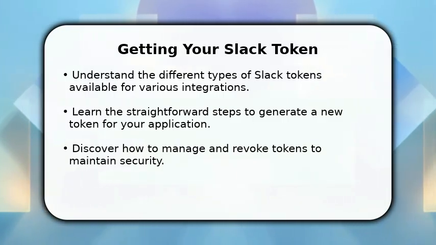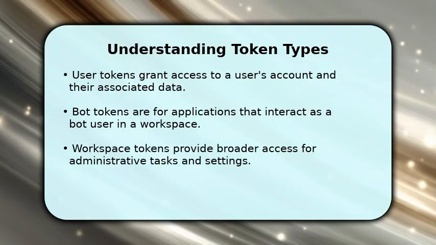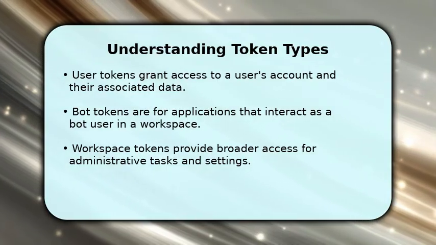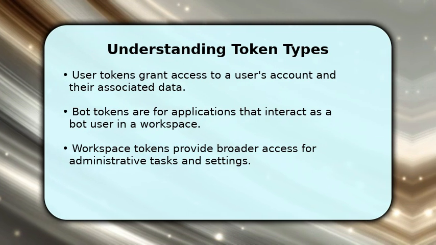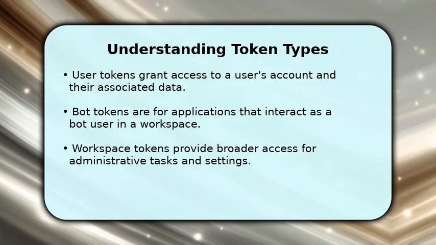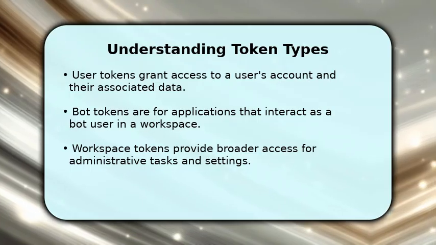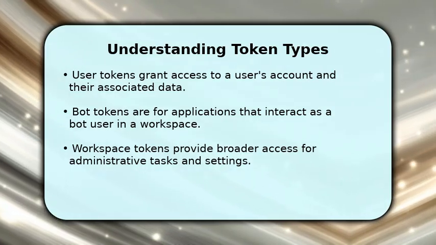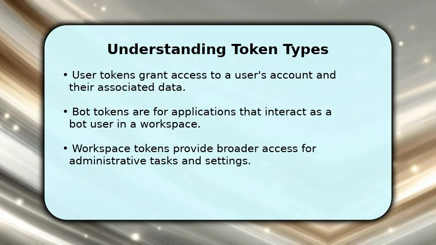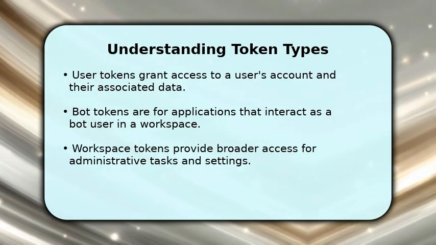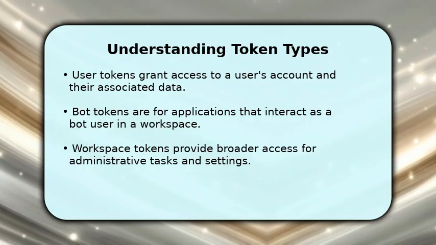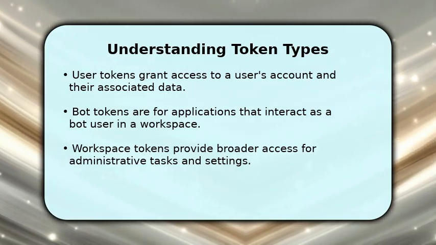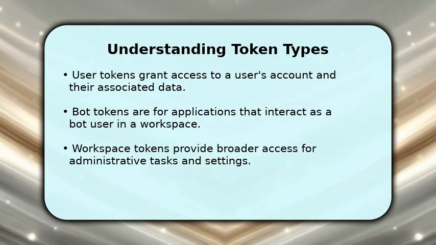Let's dive right in. Slack offers a few different token types, each designed for specific purposes. User tokens, for instance, allow your application to act on behalf of a specific user. Bot tokens are perfect for creating automated bots that interact within your workspace. Lastly, workspace tokens offer broader administrative access. Choosing the correct token type is crucial for your application's functionality and security.